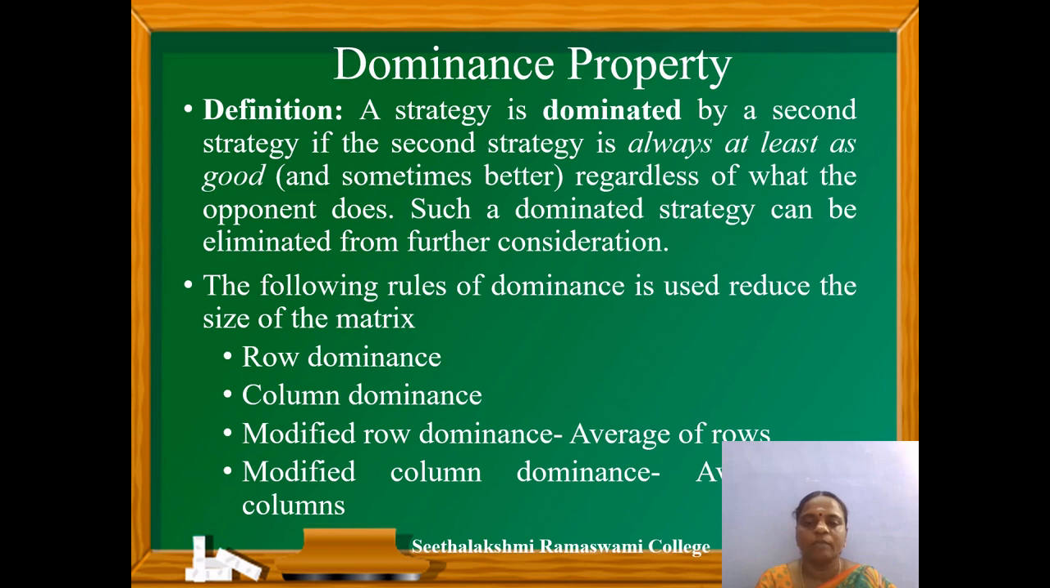Next one is the dominance property. Definition: a strategy is dominated by a second strategy if the second strategy is always at least as good regardless of what the opponent does. Such a dominated strategy can be eliminated from further consideration. The following rules of dominance are used to reduce the size of the matrix. First one is row dominance, second one column dominance, third one modified row dominance, that is average of rows. The last one is modified column dominance, that is average of columns.